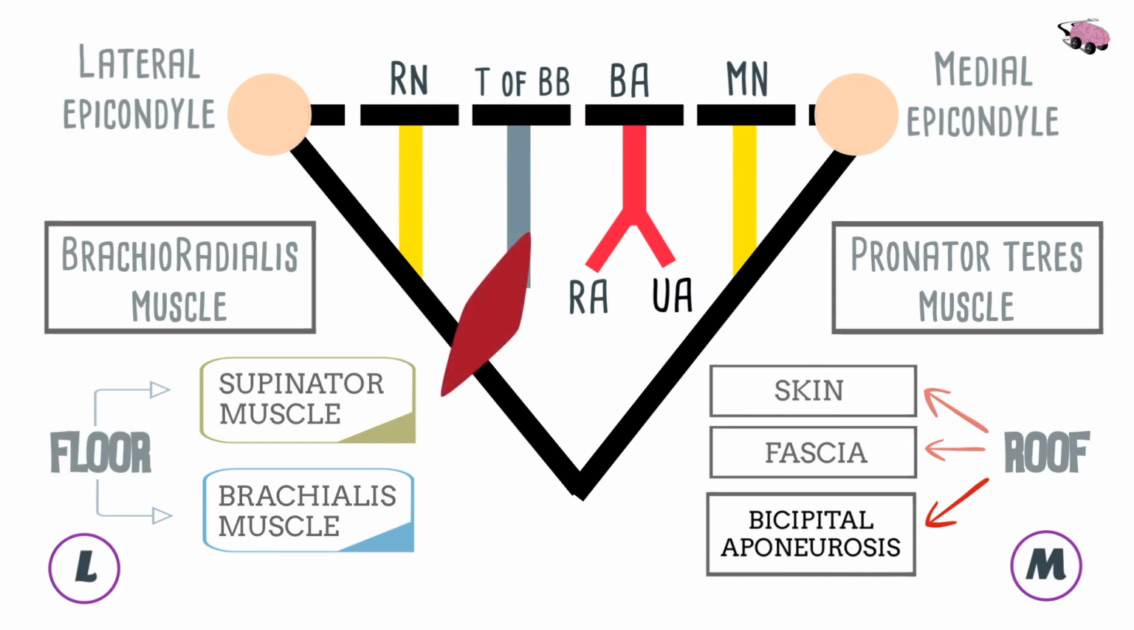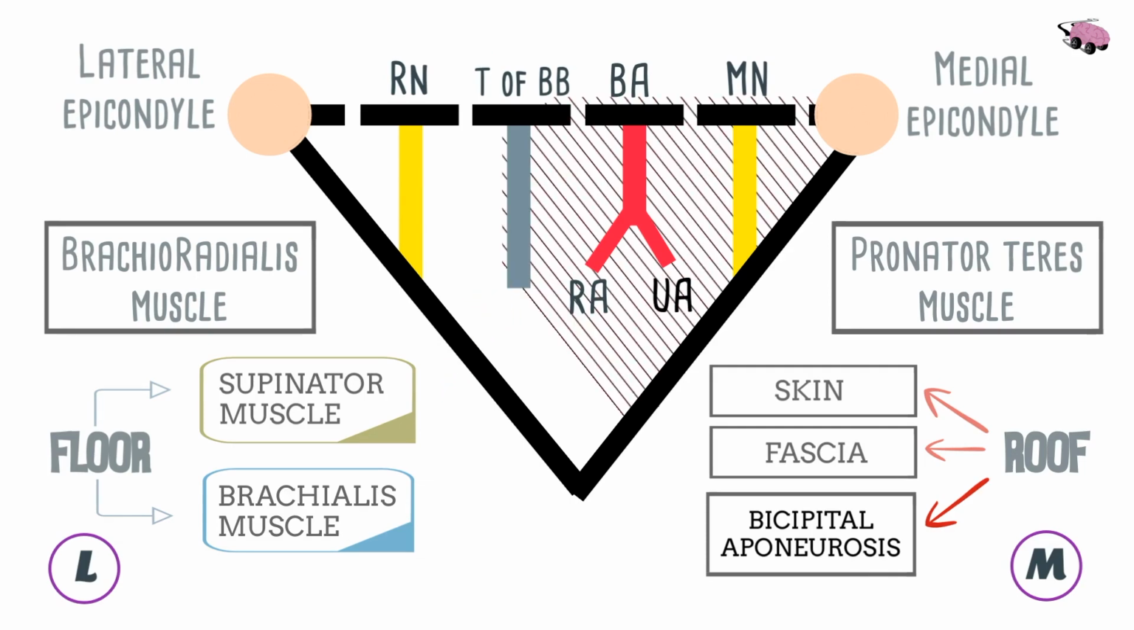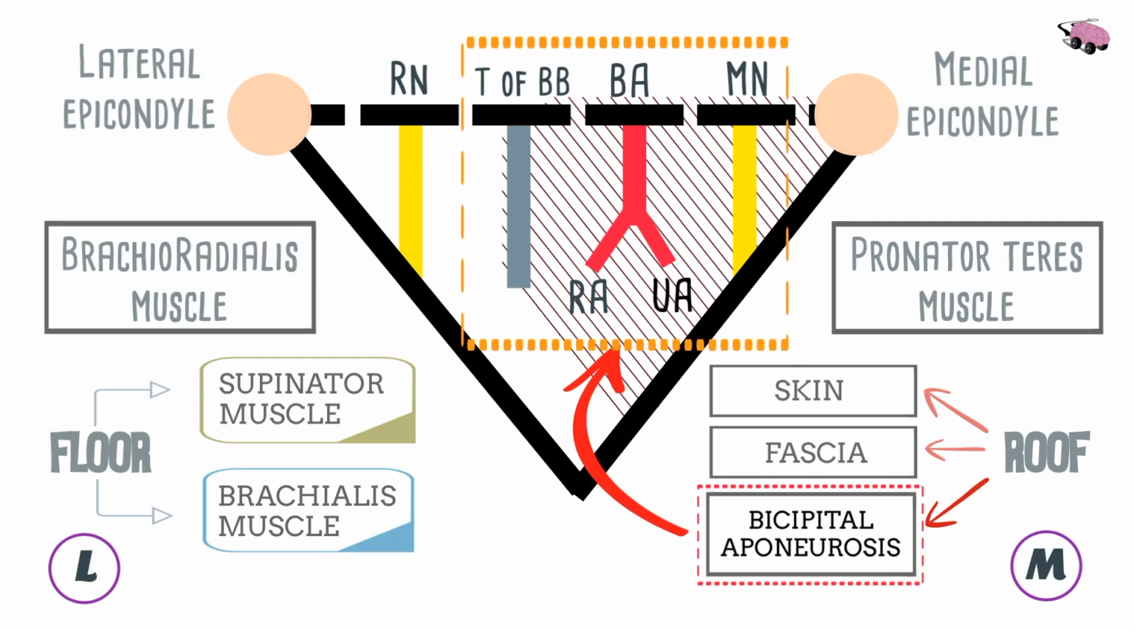One goes towards the radius, laterally, and the other is a flattened tendon which fans out medially. Going this way, this flattened tendon is called the bicipital aponeurosis. The bicipital aponeurosis provides a little protection to these medial structures and does not associate with the radial nerve.